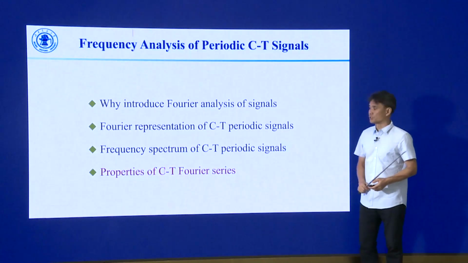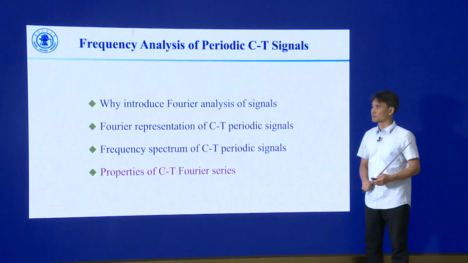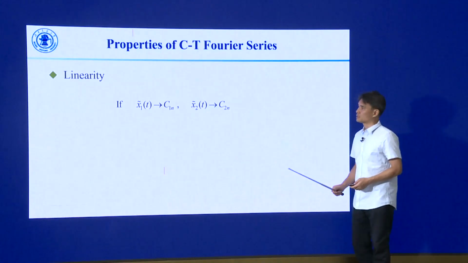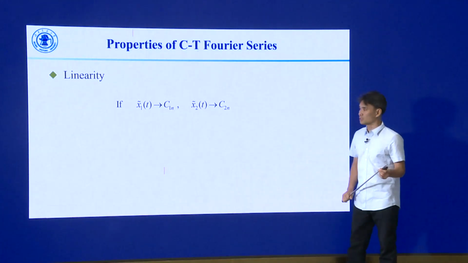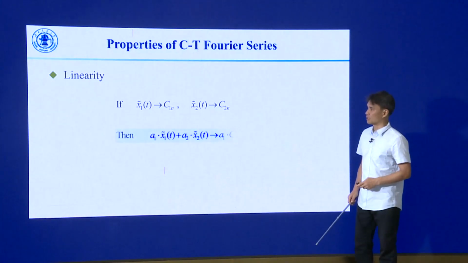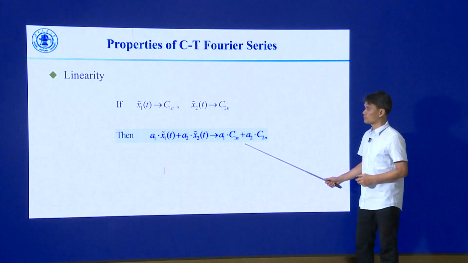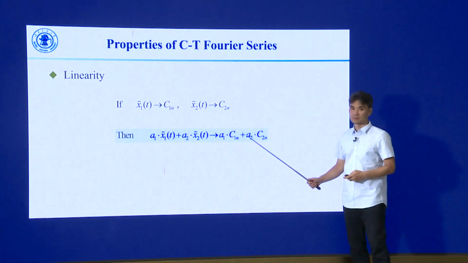Next, we're going to introduce the properties of continuous time Fourier series. The first one is linearity. Given that we have two pairs of Fourier series, then the linear combination of the original signals in the time domain will correspond to the same linear combination of the spectra in the frequency domain, and vice versa.